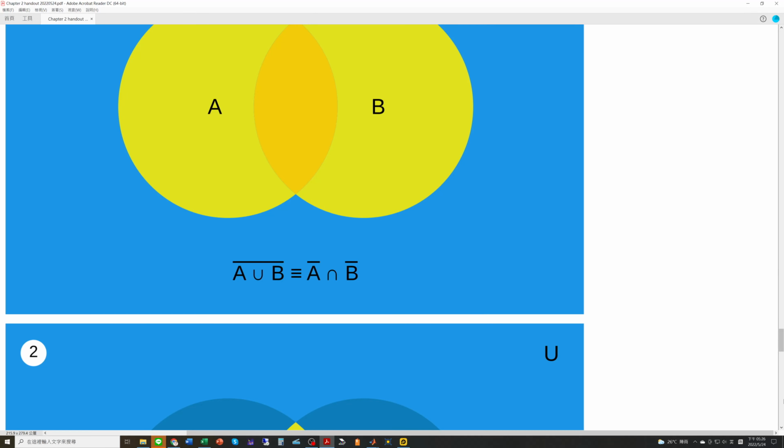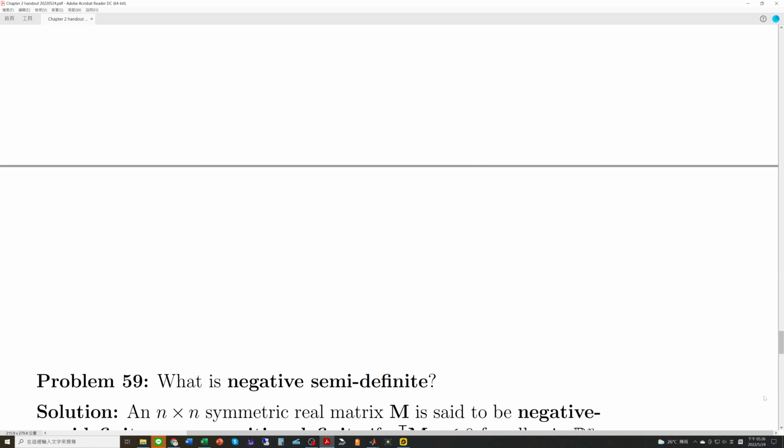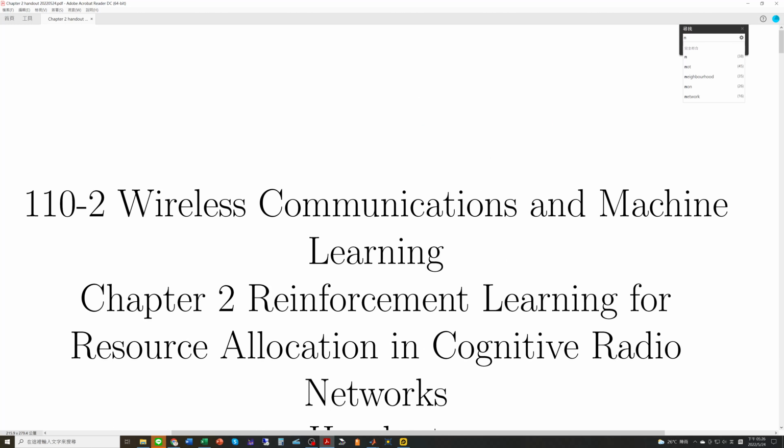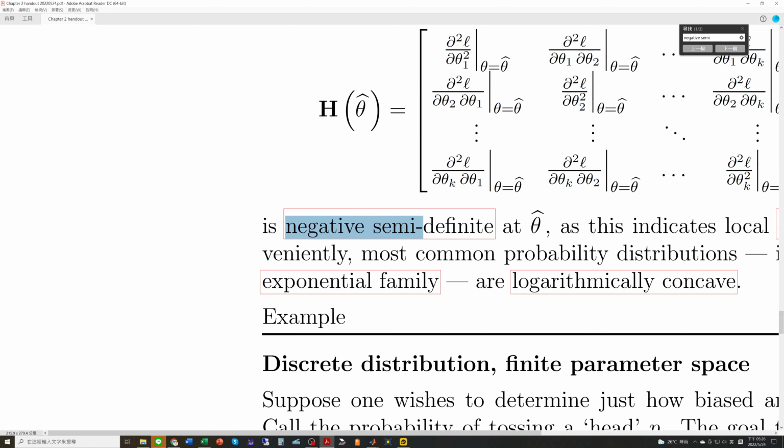We have seen this figure before. Okay, so next, problem 59. What is negative semi-definite? Okay, why do we need to know what is negative semi-definite? Okay, let me search this. Negative semi. Okay, this is enough. Okay, because we have seen negative semi-definite here.